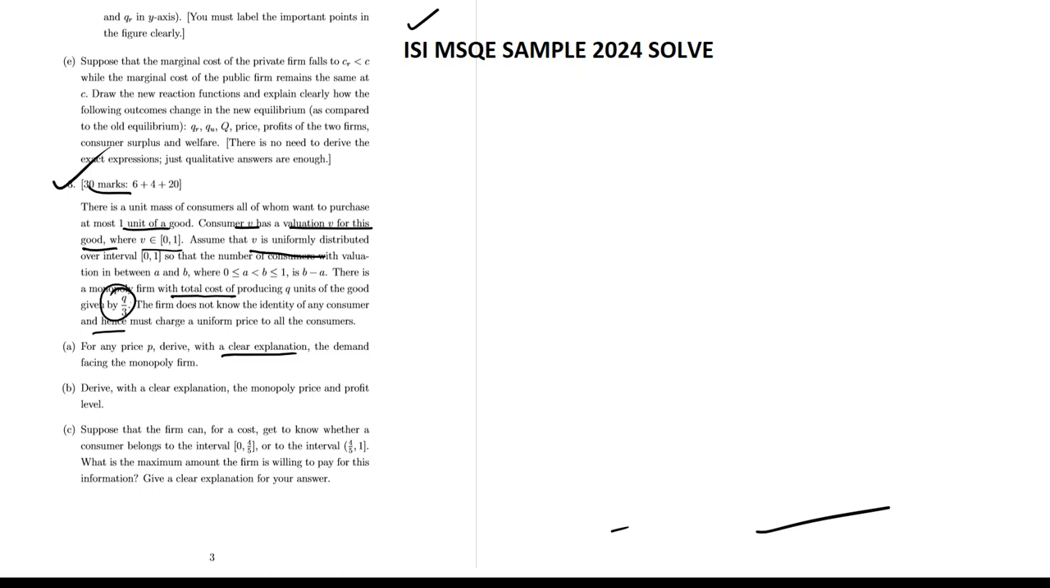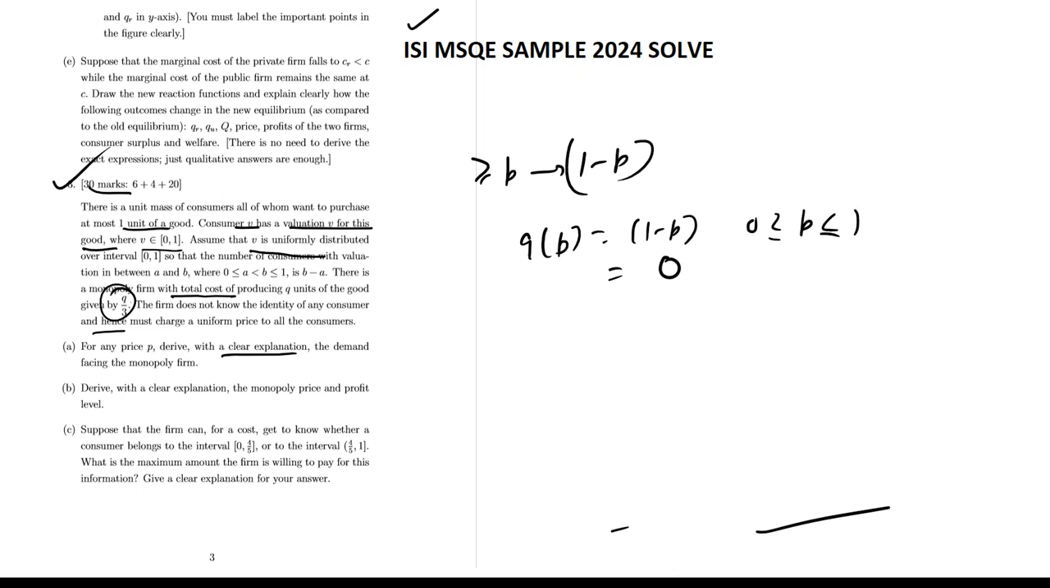So the demand for the good depends on the price charged. In this case, the distribution is uniform over 0 to 1. The fraction of consumers with valuations greater than or equal to P is 1 minus P. Therefore, the quantity demanded at P is 1 minus P if 0 ≤ P < 1, and this is equal to 0 if P is greater than 1.